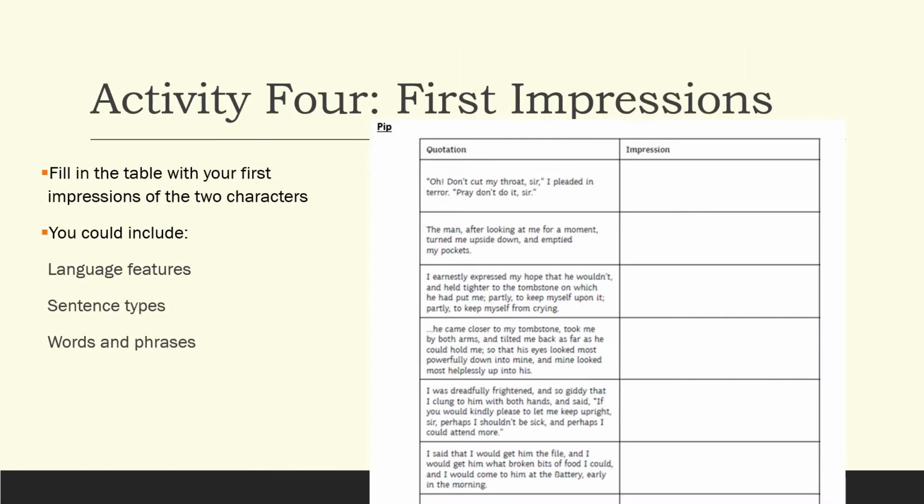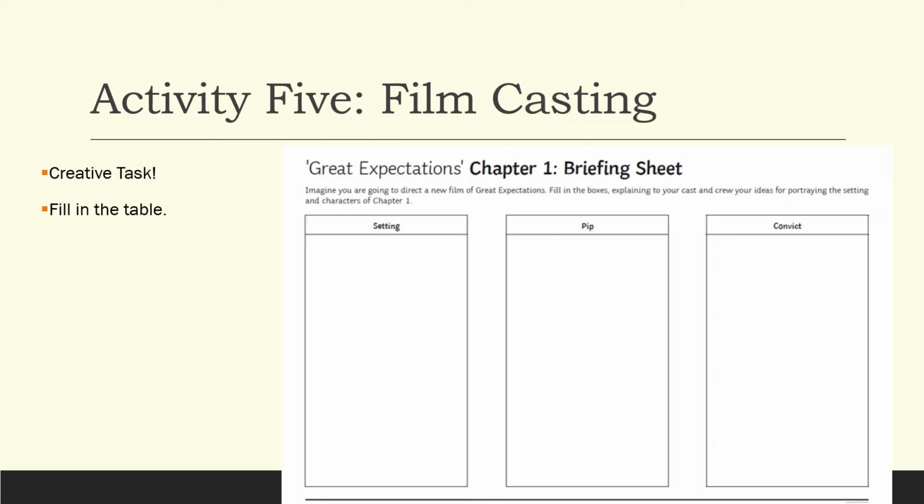Activity 4 looks in more depth at the characters of Pip and Magwitch and your first impressions of them. You are given some quotes by Pip and Magwitch, and I'd like you to fill in the boxes with your first impressions of them. You could include language features that you notice, any sentence types that Dickens uses, or any particular words and phrases.